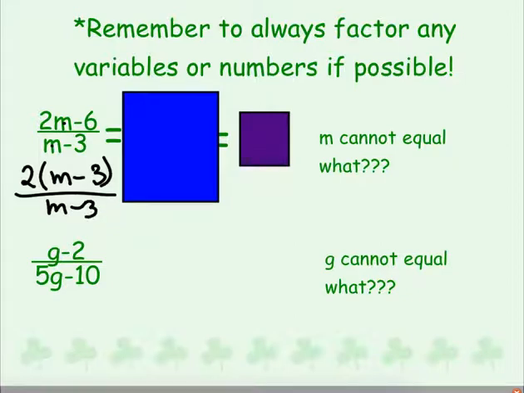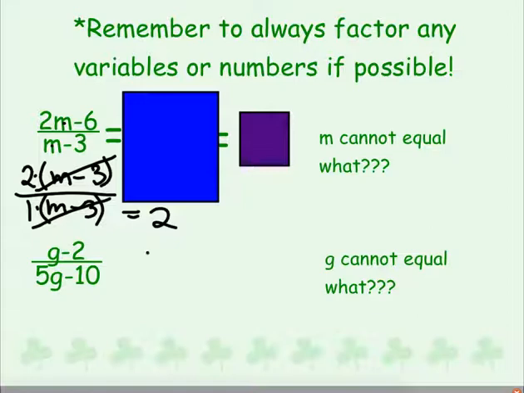Now 2 and m minus 3 are factors because those are multiplied. And we could also think about m minus 3 as a factor because that's like times 1. Meaning I can get rid of the m minus 3. It is exactly the same. So I can simplify it, and I am left with 2. And there are no exclusions.